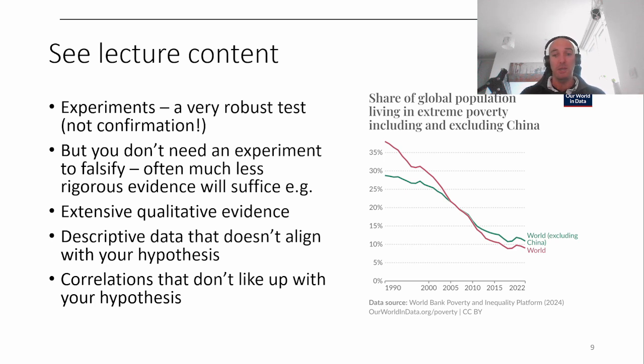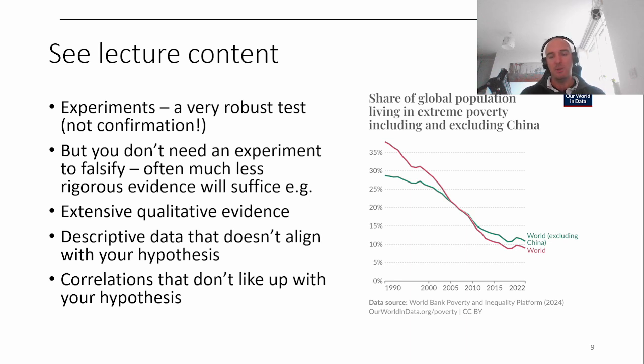This is a very robust test of a policy. We can do randomized control trials, quasi-experimental studies, that sort of thing. But we don't necessarily need an experiment to falsify, and I think this is one of the reasons why having this notion of a hierarchy of evidence, and that we need RCTs to prove anything, is wrong. We're not really trying to prove anything. We're trying to get rid of stuff that's not true.